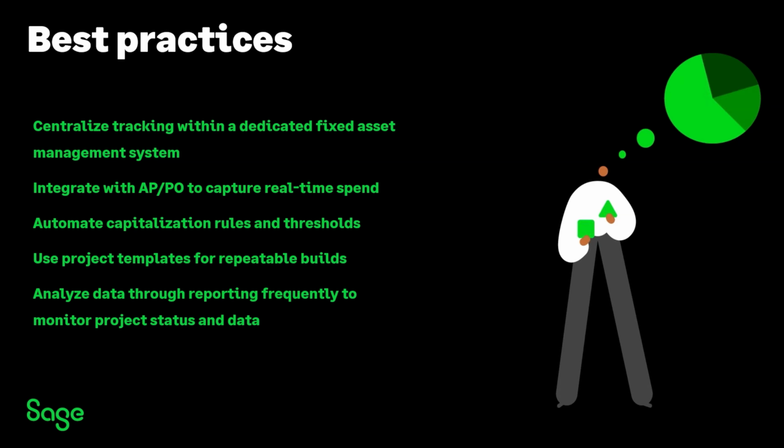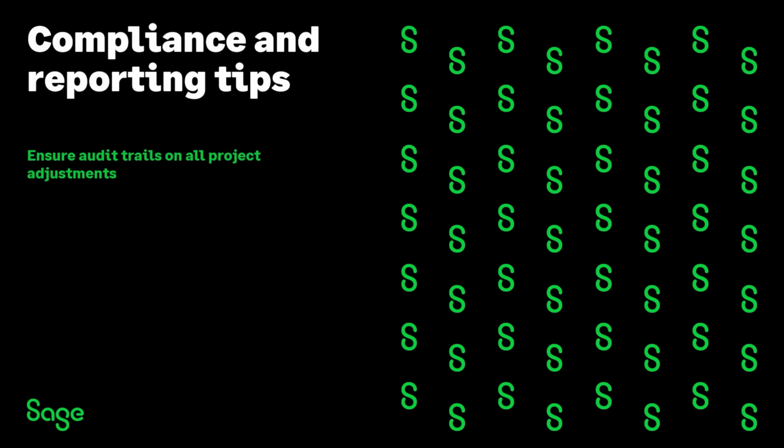So compliance and reporting tips when we're thinking about CIP. Again, visibility and accuracy is everything in CIP. Once we get our project set up and our data is in there, we have our automation workflows working from AP to PO into our transactions, and we're placing things in service and bringing them online and sending them to depreciation. At the end of the day, what's really important is the visibility and accuracy.